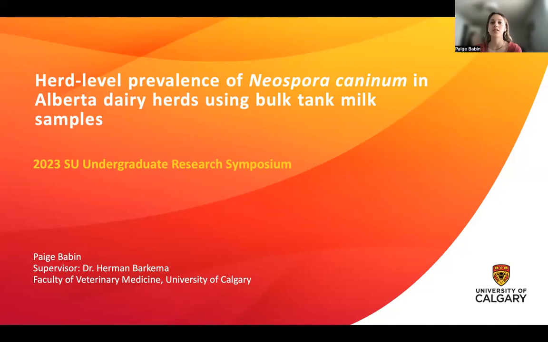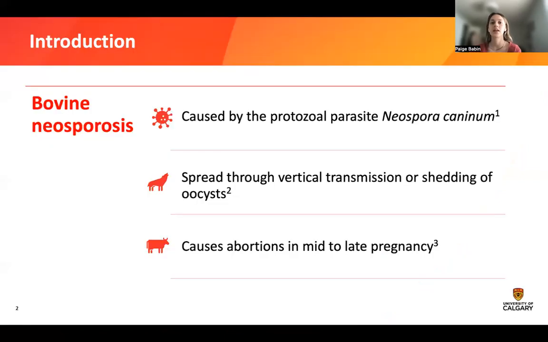This summer, I worked with Dr. Barkema in the Department of Production Animal Health on a project focused on investigating the herd-level prevalence of Neosporosis in Alberta dairy herds using bulk tank milk samples.